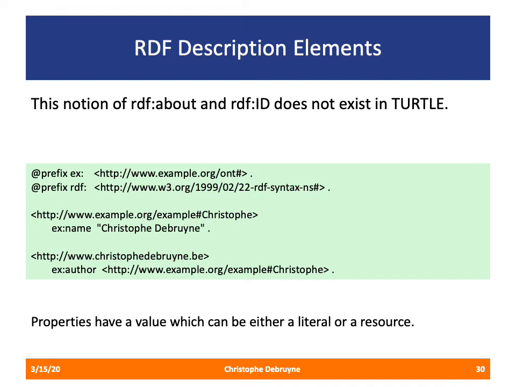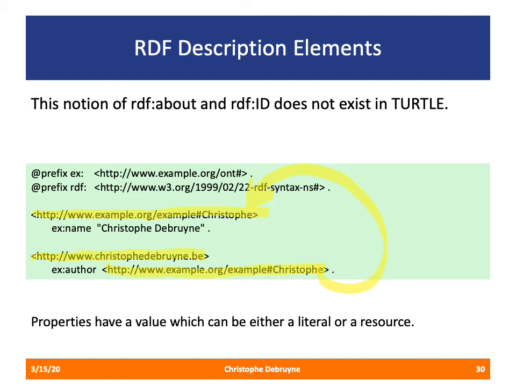So this is the same example where I declare Christoph, which is a named node inside http://www.example.org/example to have the name Christoph de Bruine. Then I declare that this thing with the URI http://www.christophdebruine.be, my website, has the author, the resource with this particular URI, which is the same as the one above. And this is how an RDF agent knows that this is the same thing.